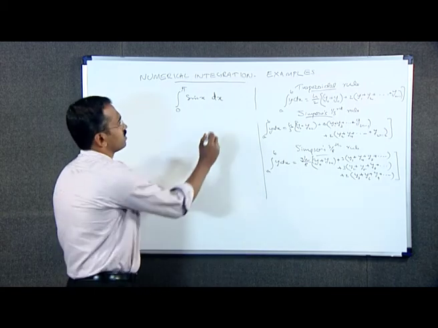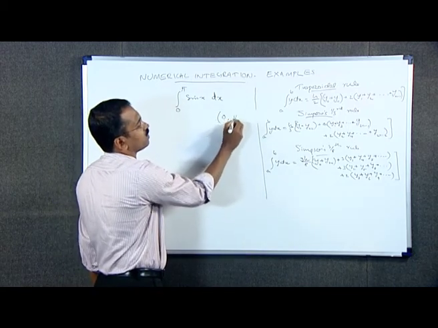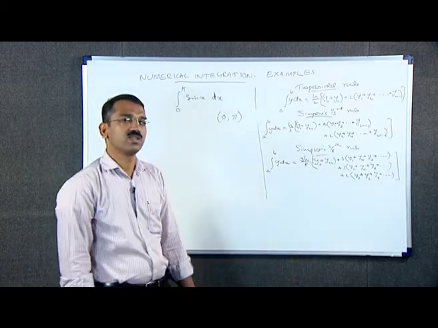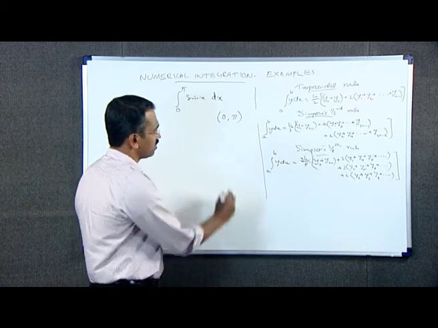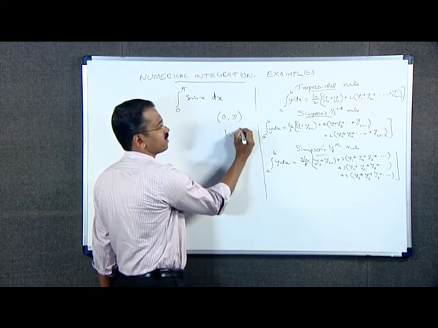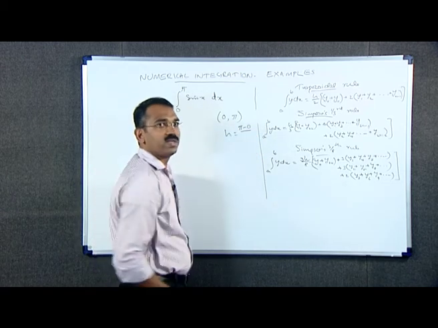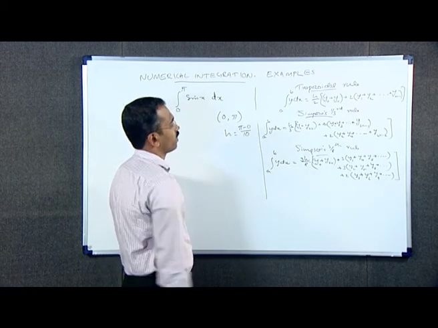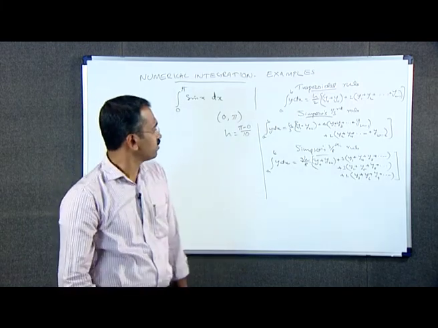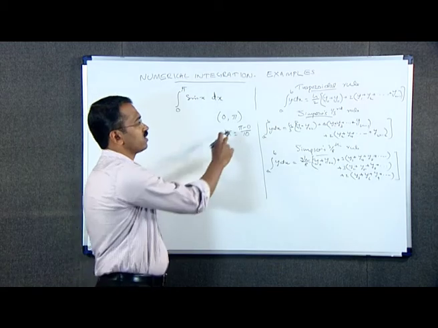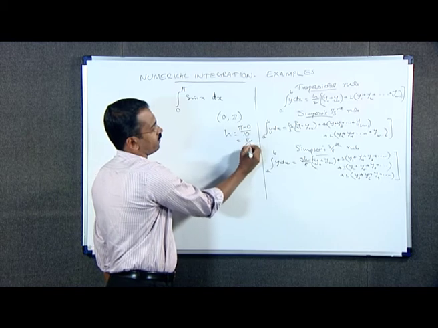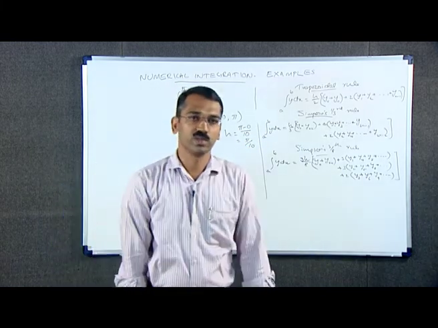Here the range is the interval 0 to pi, which is divided into 10 equal parts, so we take h equal to pi minus 0 divided by 10. We divide this interval into 10 equal parts, so each part is of length pi minus 0 divided by 10, that is pi by 10. We have to take h equal to pi by 10.